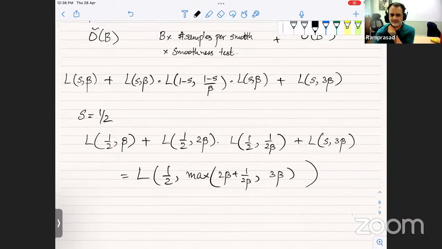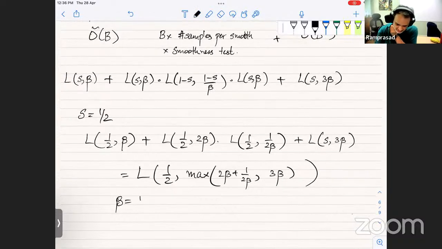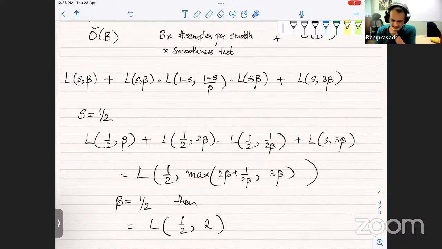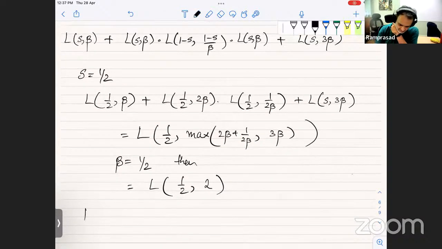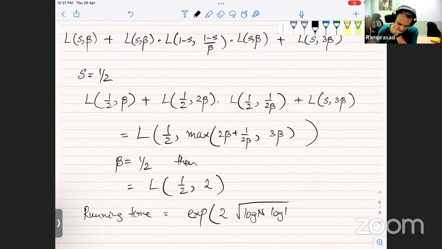Now what should you choose beta as? What's the best choice for beta? If I'll just tell you what the best beta that works is, if you choose beta to be equal to half, then you end up getting L of half comma, I think you get 3/2 probably. No, you get 2. Because 2 into half will give you a 1, and this will give you a 2/2, which is another 1. So therefore, the running time equals exponential into square root of log n log log n.